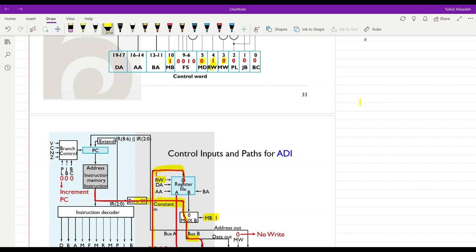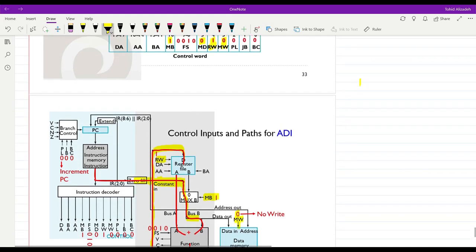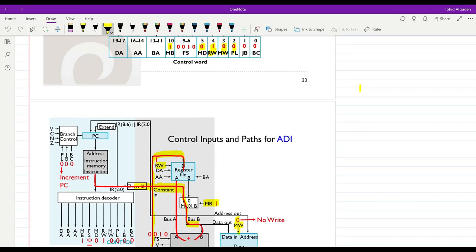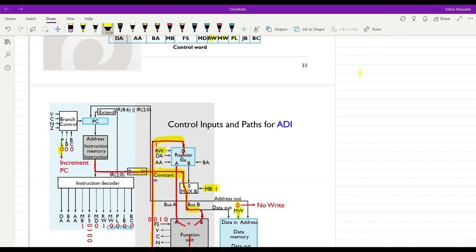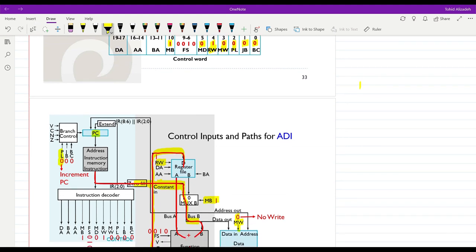And then we have MW equal to 0. Memory write is 0. This is to prevent writing anything into our memory, and we don't want to do it for this instruction. PL is equal to 0. PL is here. It is set to 0, and it means that the value that we have for our PC will be incremented after the instruction is completed. And JB and BC are also set to 0, even though they are not going to be used by the branch control unit this time, because PL is already equal to 0.